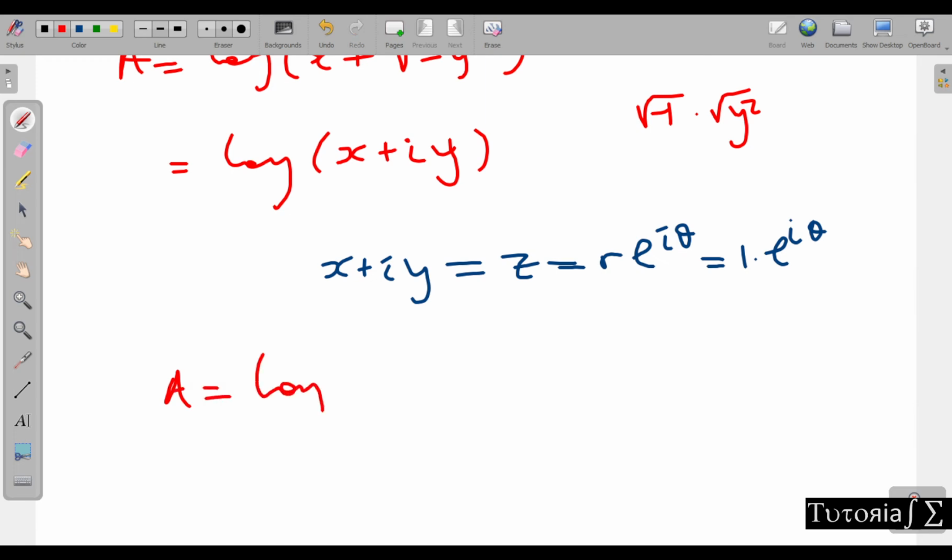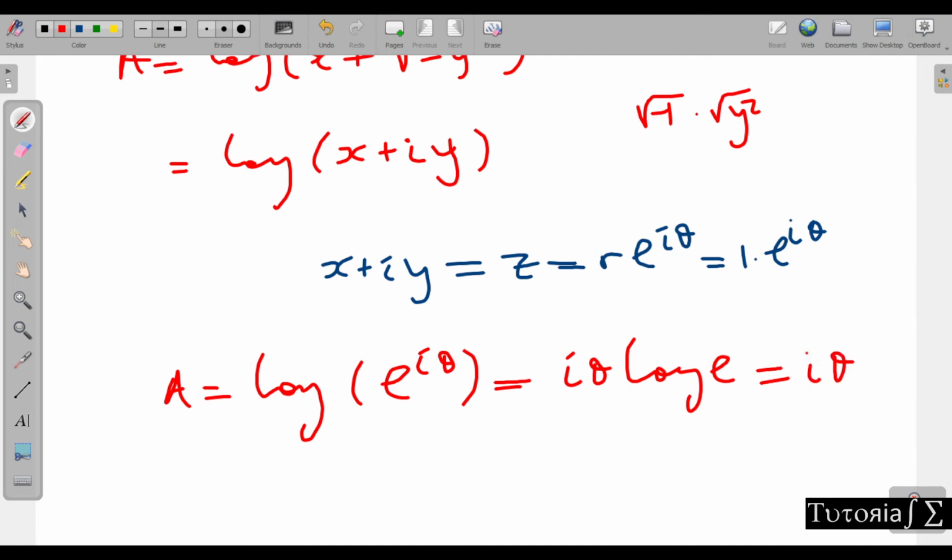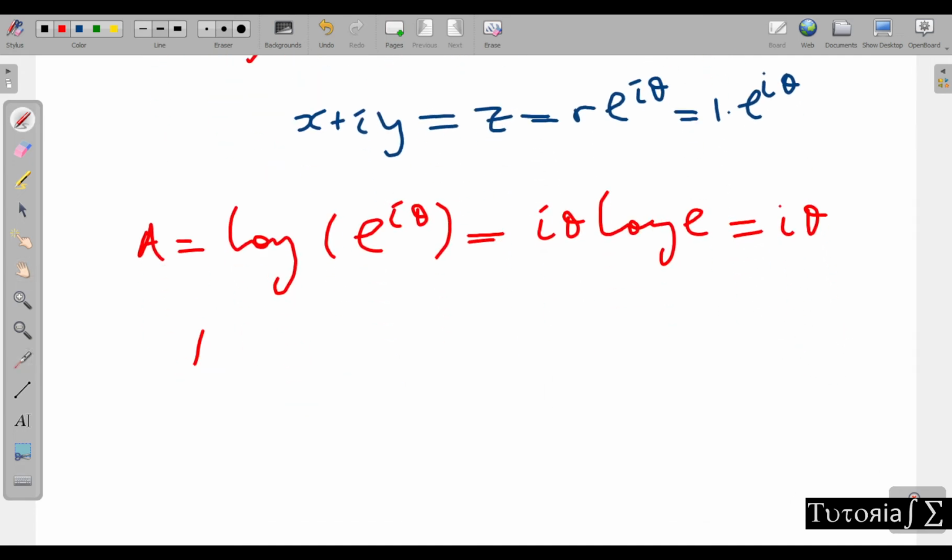is equal to the log of e to the i theta, of which you can drop the powers. I forgot to mention this is log to base e, so you drop the power. This is i theta log of e, which will just be equal to what? Which is i theta. Log to base e of e is just 1 times this, just i theta. So in simple terms, A is equal to i theta. Are we following?